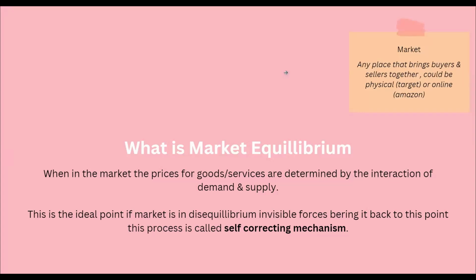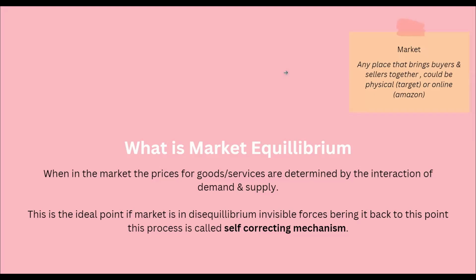And in today's video, we're gonna see market equilibrium and disequilibrium, and also we'll look at the graphs for shortage and surplus in the market. So let's start by understanding what market equilibrium is. When in the market, the prices for goods and services are determined by the interaction of demand and supply, we say it is market equilibrium.